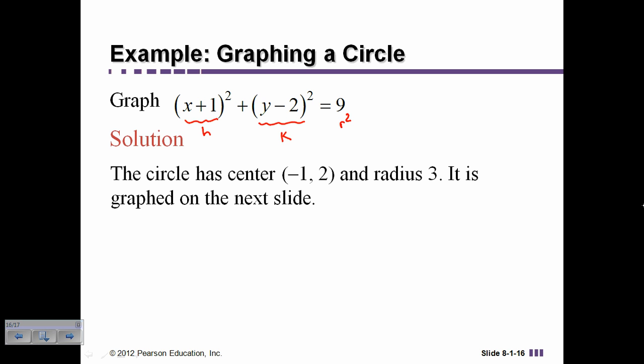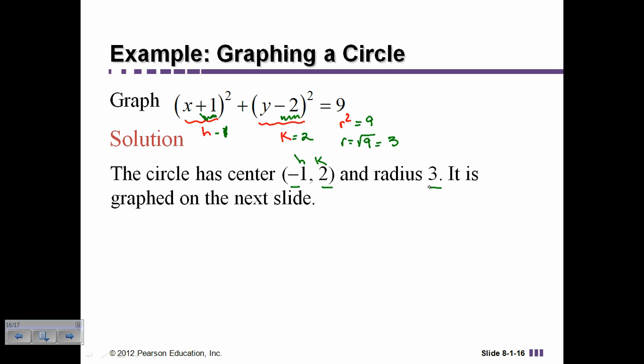So remember what I told you to do is take this part of the problem and do the opposite of it. So h is -1. Take this part here and do the opposite of it. So k is +2. r squared equals 9. So r equals the square root of 9, which is 3. So our center is at (-1, +2), because remember again, the center is at (h, k), and the radius is 3.